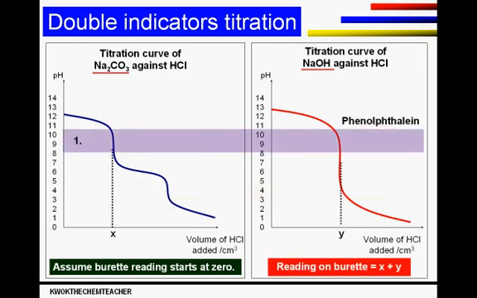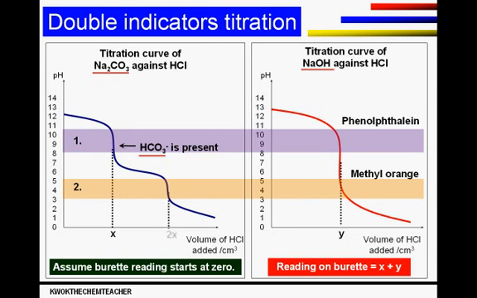Hence, the solution to solve this would be to first use phenolphthalein and titrate the mixture containing sodium carbonate and sodium hydroxide. The reading will be X plus Y. At this reading, all of the sodium hydroxide will have reacted and sodium carbonate will react to give hydrogen carbonate ion, which is a monoacidic base.